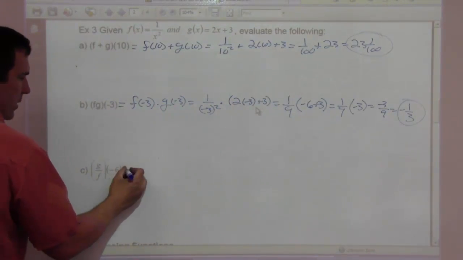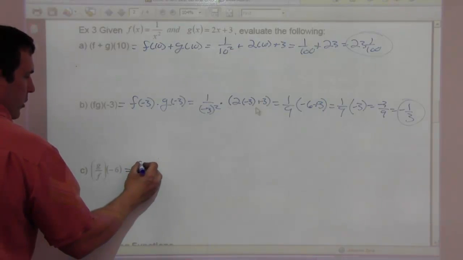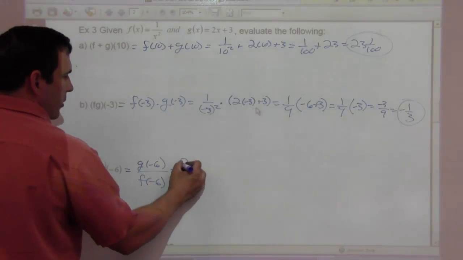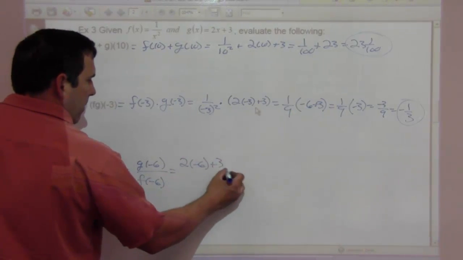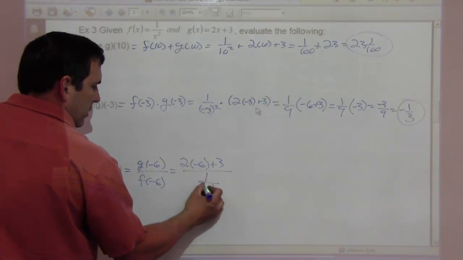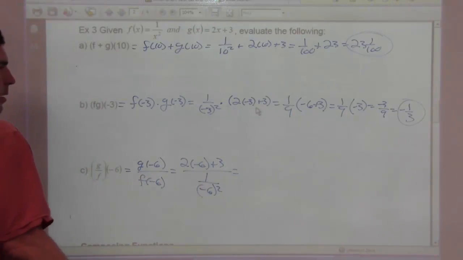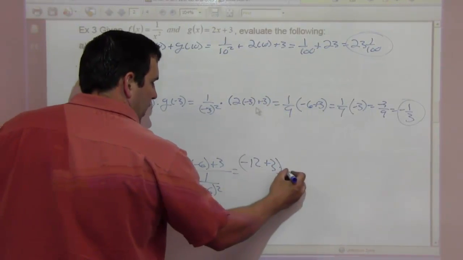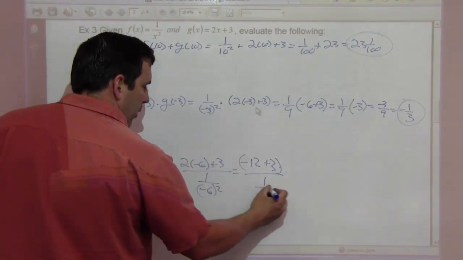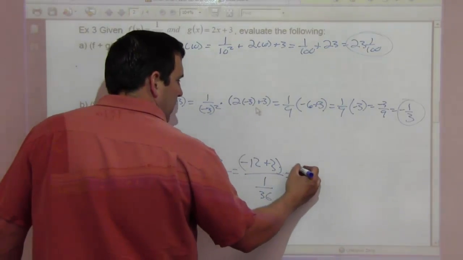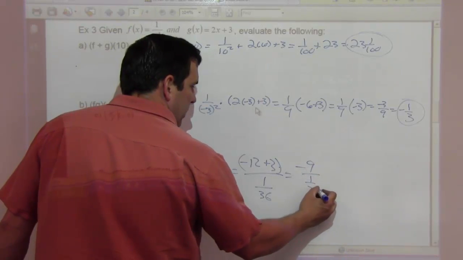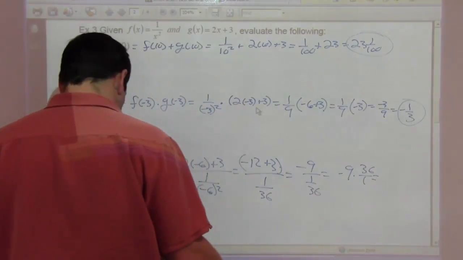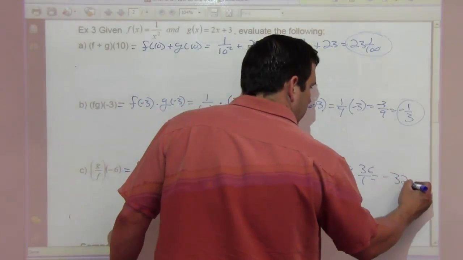G over f of negative 6, that's going to be g of negative 6 over f of negative 6. That's going to be 2 times negative 6 plus 3 over 1 over negative 6 squared. Negative 12 plus 3 times, I'll just do it 1 over 36. That's negative 9 over 1 over 36. Negative 9 times 36 over 1, which is negative 324.